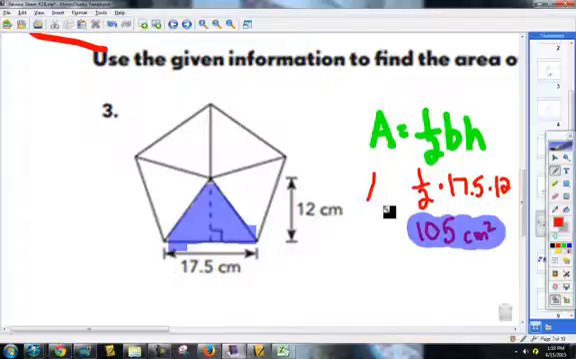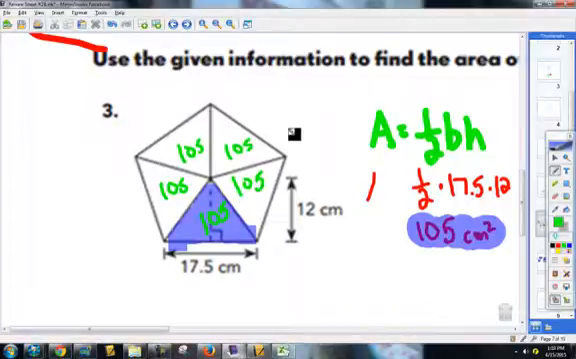Okay? So what do I got to do now? Well, if that means that all of these are 105. That's 105, that's 105, that's 105, and that's 105 square centimeters. So I've got to either add them all up, or just do 105 times what? 5. And you're going to end up getting, what, 525? Yep.